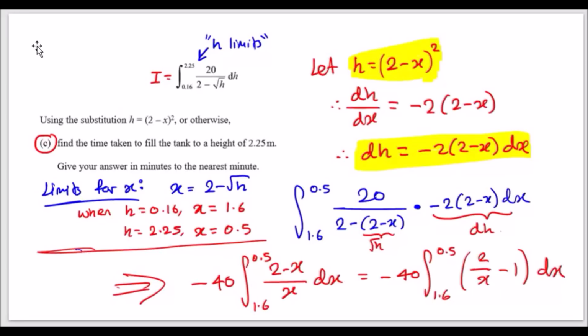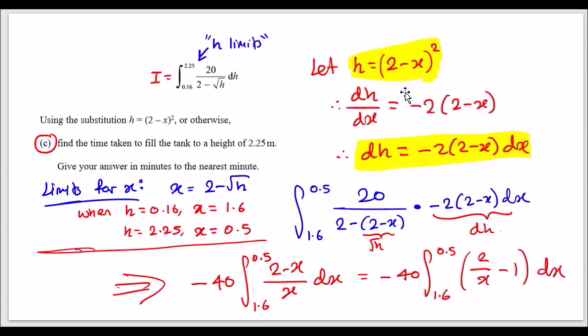So now, using the substitution h equals 2 minus x all squared, or otherwise, find the time taken to fill the tank to a height of 2.25. In other words, evaluate. So let's have a look. So using substitution, I said let h equals 2 minus x all squared. Now differentiating this one is easy. dh over dx. Firstly draw the power 2 and then differentiate the inside and you get a minus 1. So it'll be minus 1 times 2 is negative 2. The power drops to 1, so it looks like that.